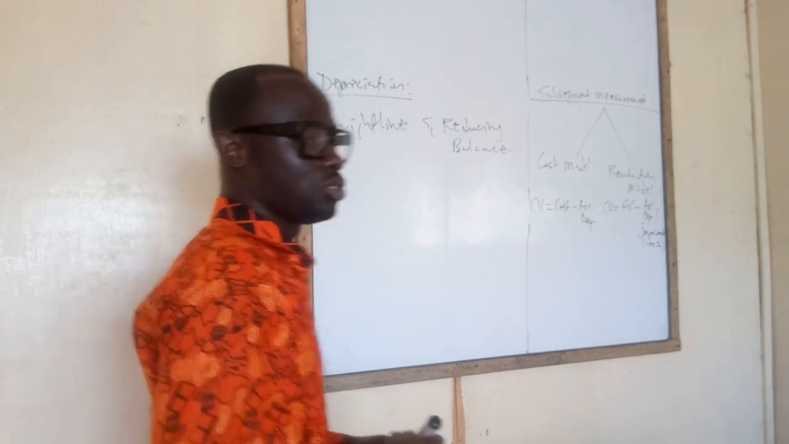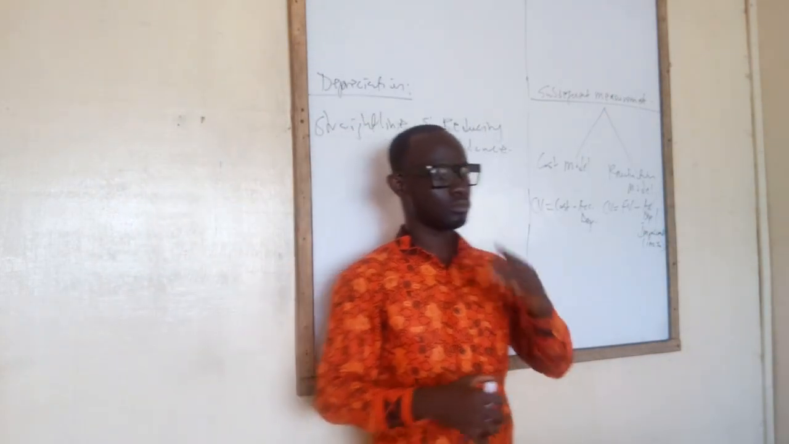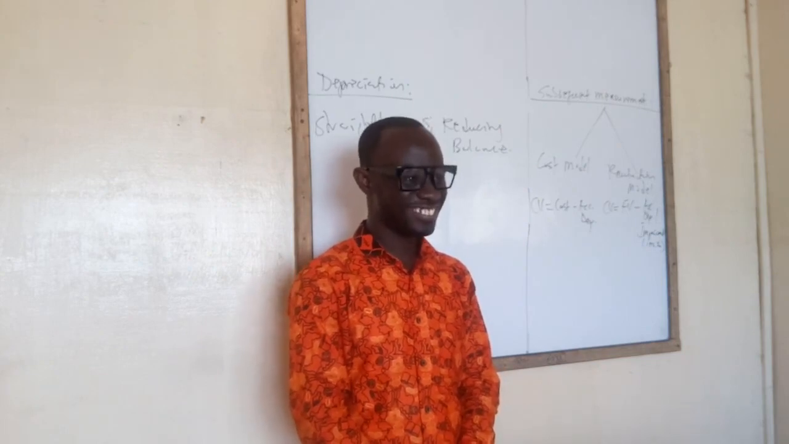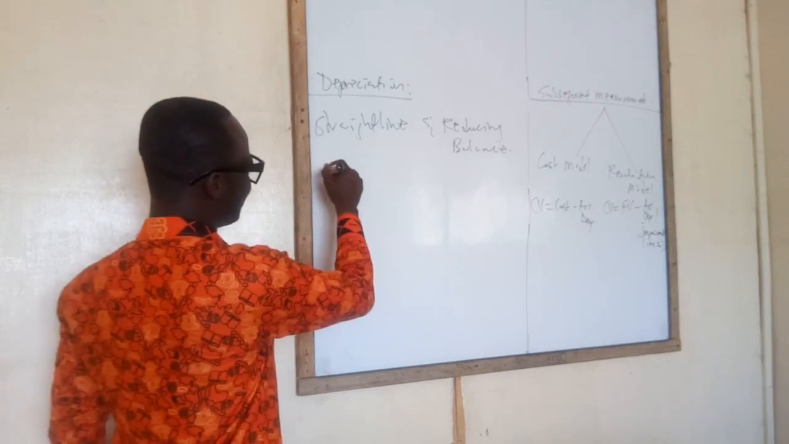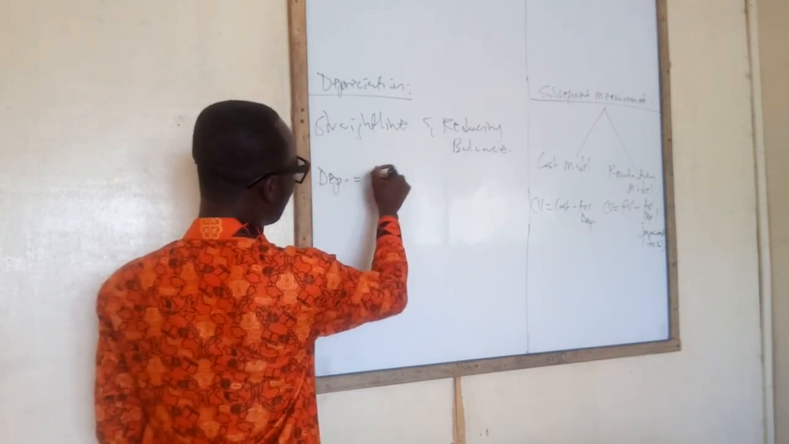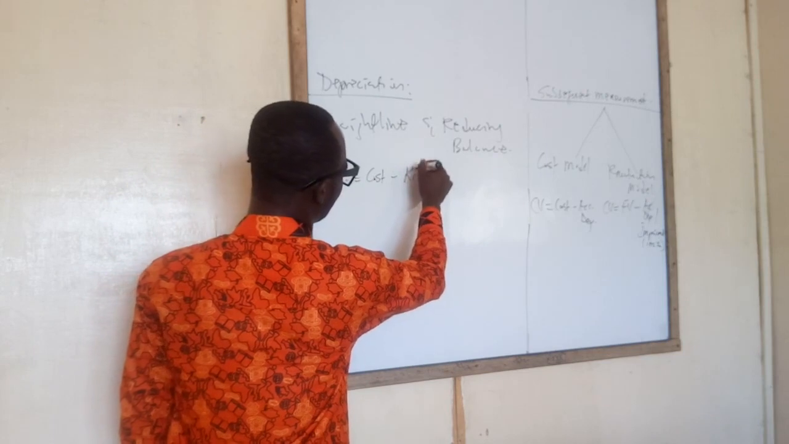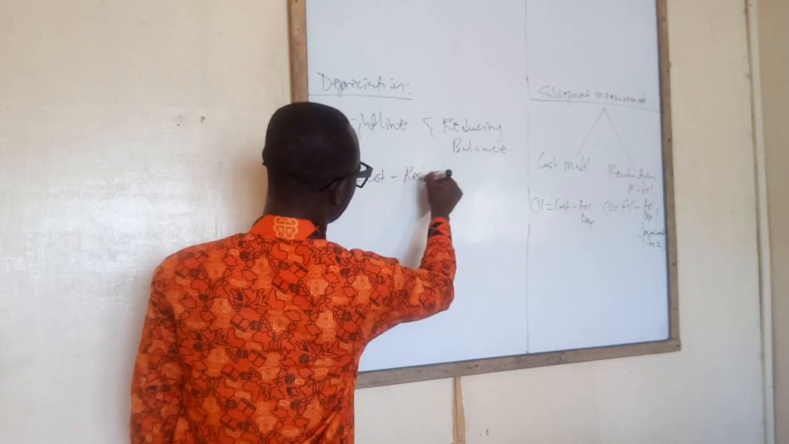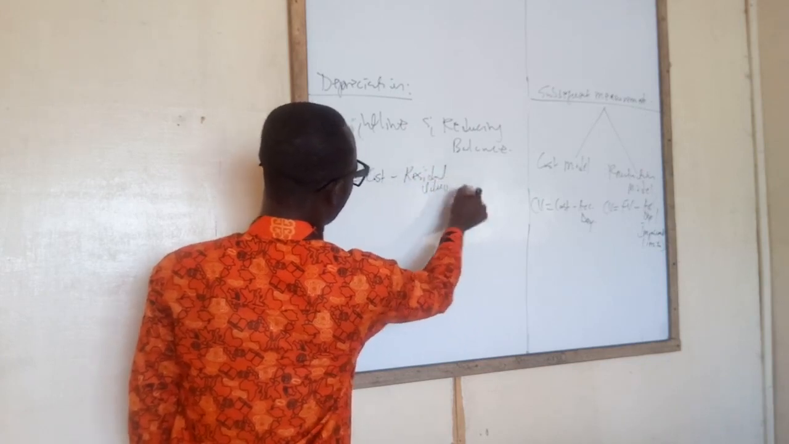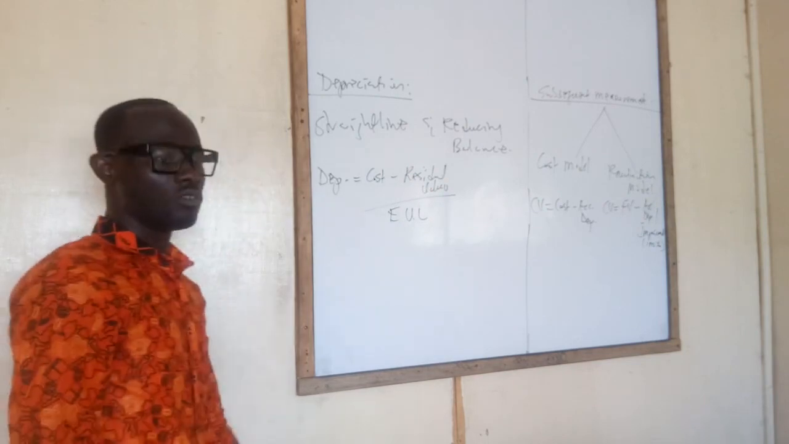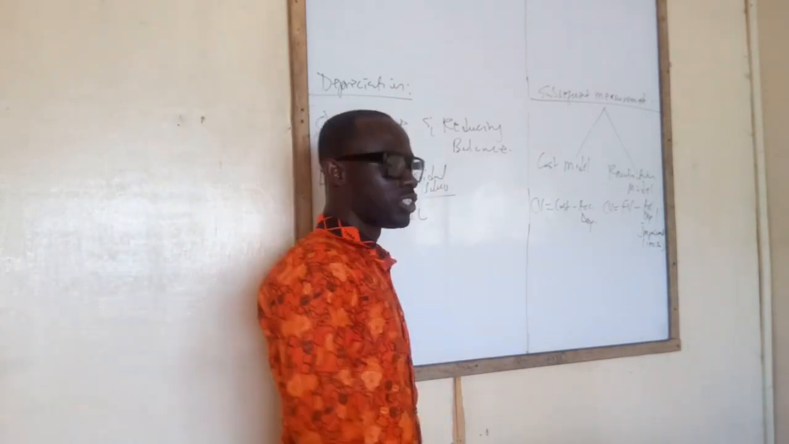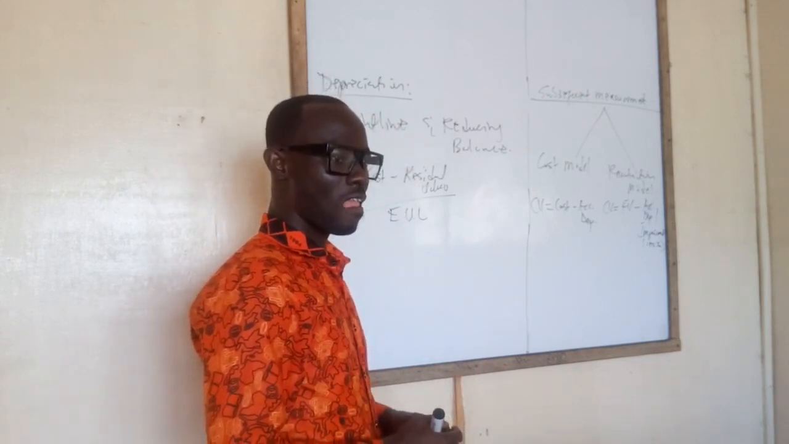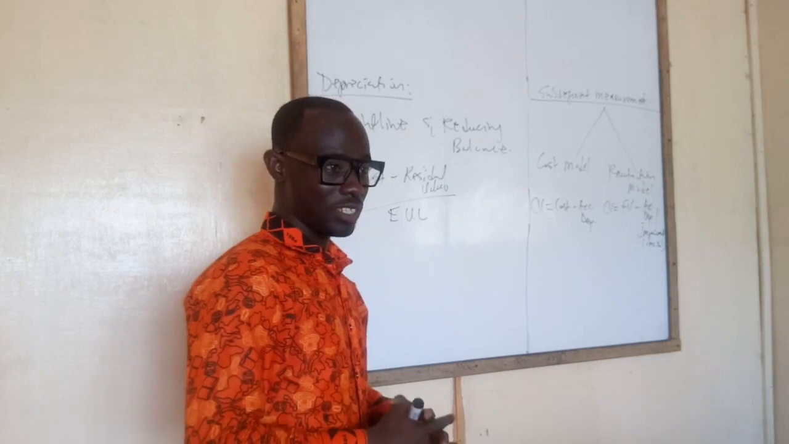Tell me the difference between the two. The straight line method, I'm going to give the formula: the cost of the asset minus the residual value, so depreciation will be cost minus residual value, divided by the estimated useful life of the asset. Okay. What about the reducing balance? But with straight line, you can do percentage. I hope you know that one also.